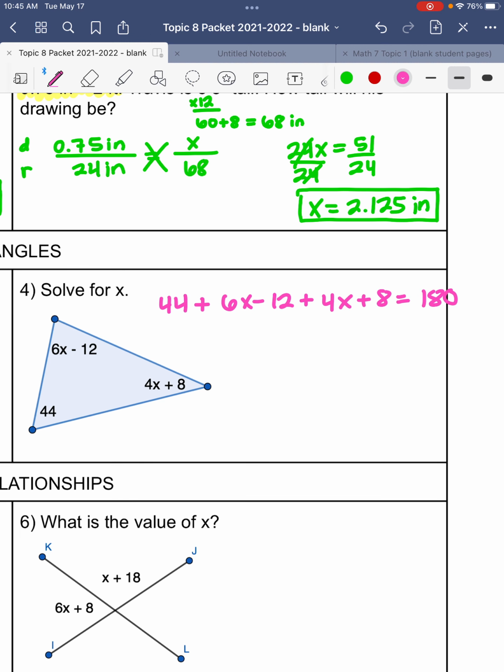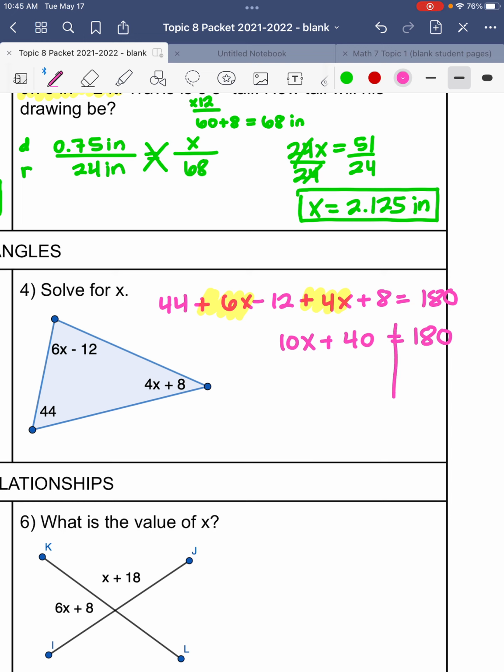Now I have some like terms that I can combine here. So some like terms, let's start with our x's. 6x plus 4x is 10x. And then the other numbers that are just plain old numbers without x's, I can also combine. So I have 44 minus 12 plus 8. And when I put that into my calculator, I get a positive 40. So plus 40 equals 180.